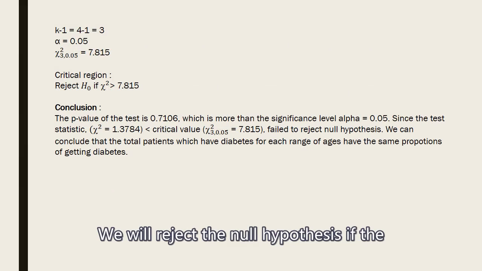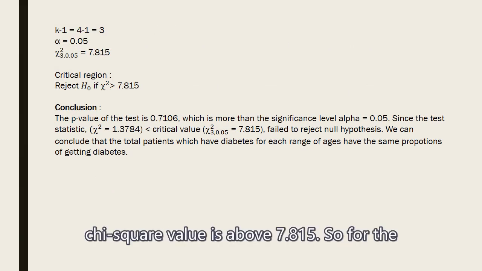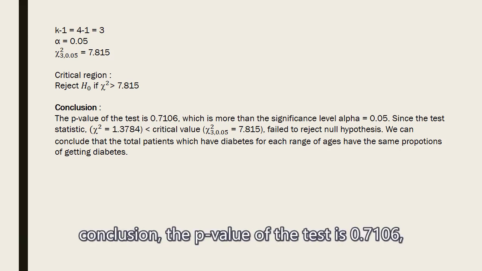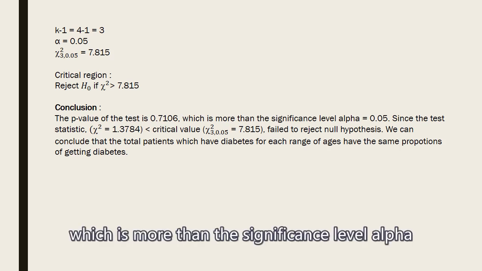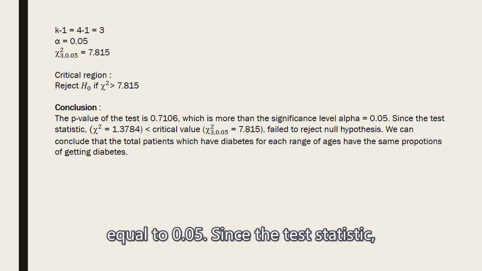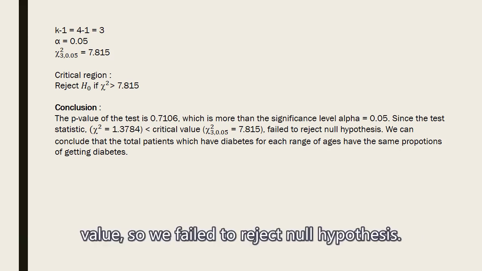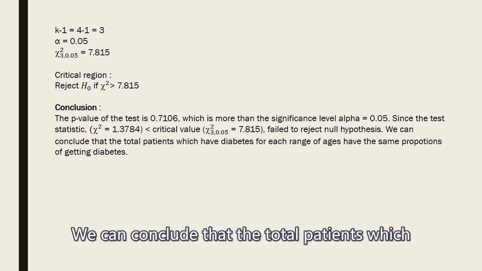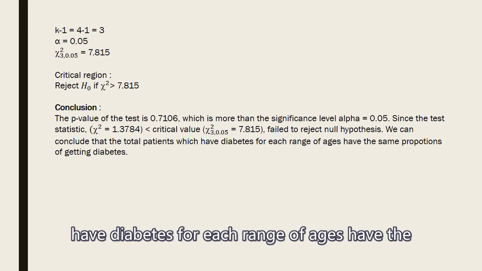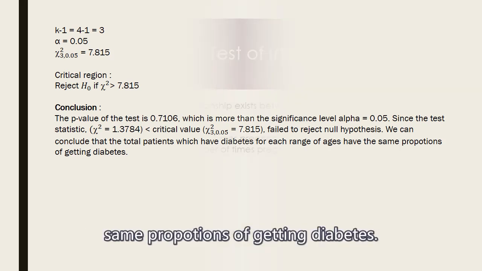We will reject the null hypothesis if the chi-square value is above 7.815. So for the conclusion, the p-value of the test is 0.7106, which is more than the significance level alpha equal to 0.05. Since the test statistic chi-square is equal to 1.3784, below the critical value, we fail to reject the null hypothesis. We can conclude that the total patients who have diabetes for each range of ages have the same proportions of getting diabetes.